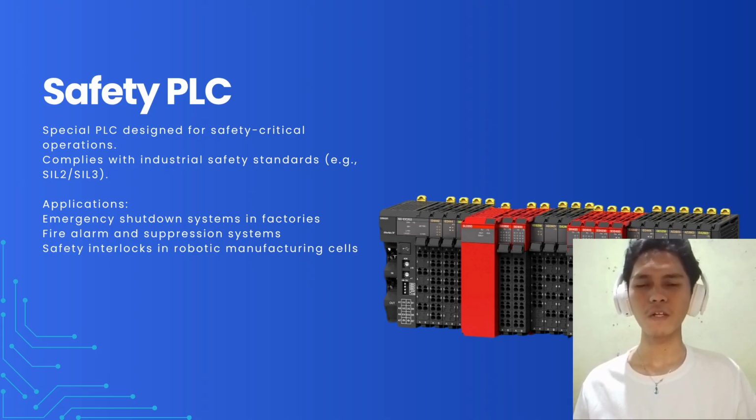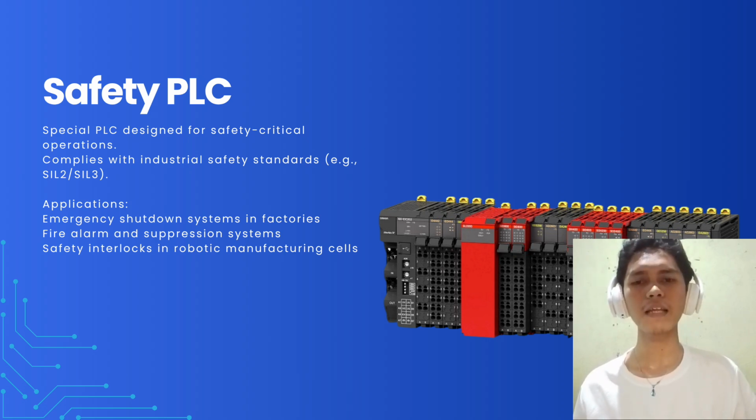It constantly monitors critical functions like an emergency stop button or a safety light curtain. If an operator steps into a restricted area or a sensor detects a catastrophic failure, the safety PLC's only function is to trigger an immediate protective shutdown of the machine or robot. It is the absolute last line of defense for people and equipment.